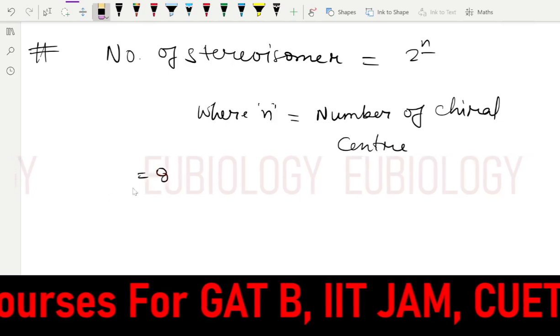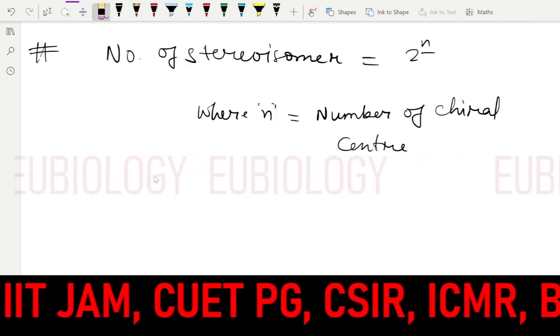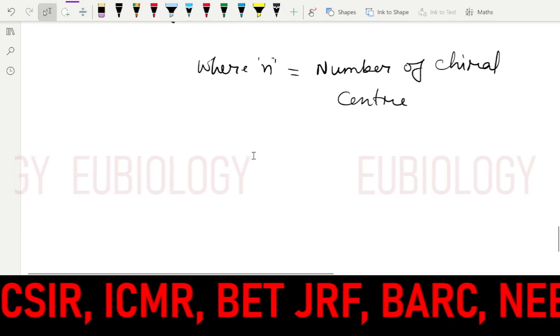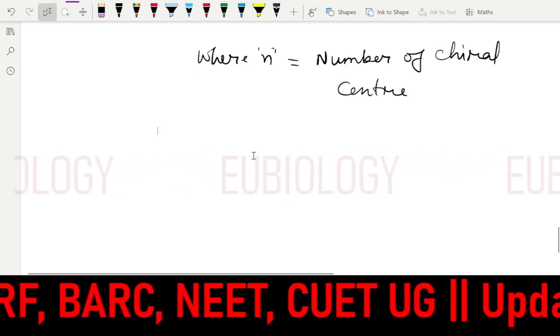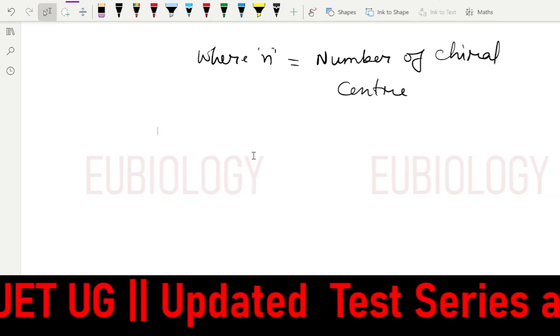And how will you find it in a compound? How many chiral carbons are there? You have to find it by your own intelligence. Next we'll see some carbons which have different groups.